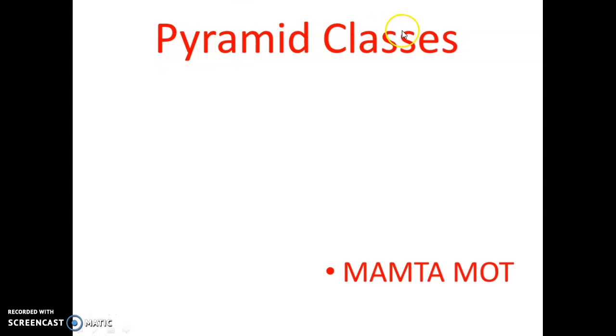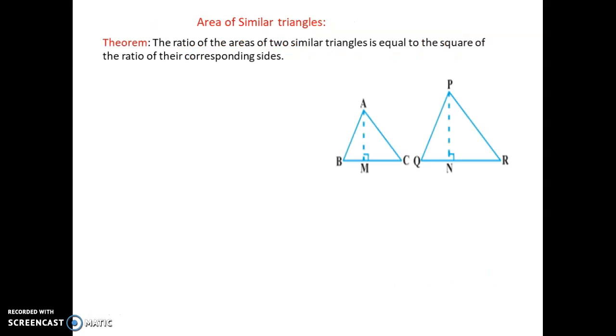Today we are going to discuss the topic ratio of the area of similar triangles in the chapter Triangles. Okay, let's see. We are going to prove this theorem. What is the area of two similar triangles? The ratio of the areas of two similar triangles will be equal to the square of the ratio of their corresponding sides.